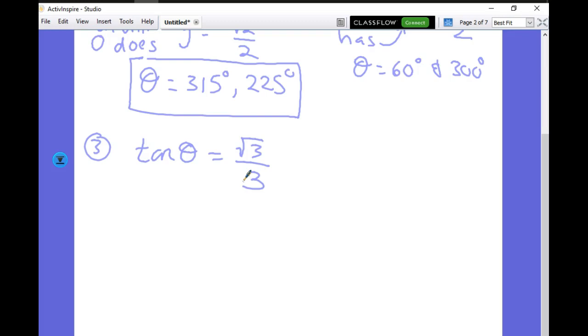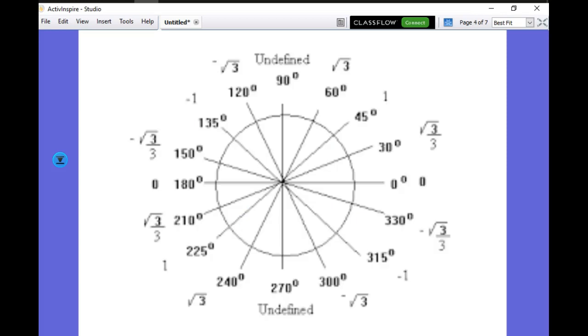So what you're going to do is look at where on the tangent circle do we have radical 3 over 3. So let's go ahead and take a look at our tangent circle. This is mine. I just got this off the internet today. So do you guys see the radical 3 over 3?